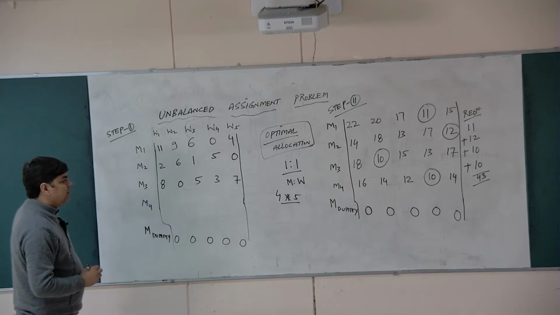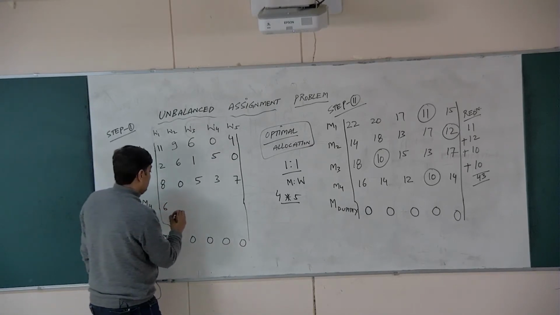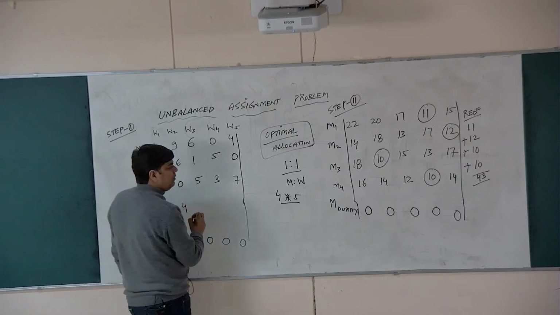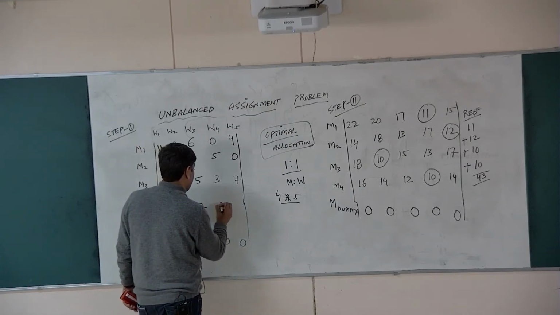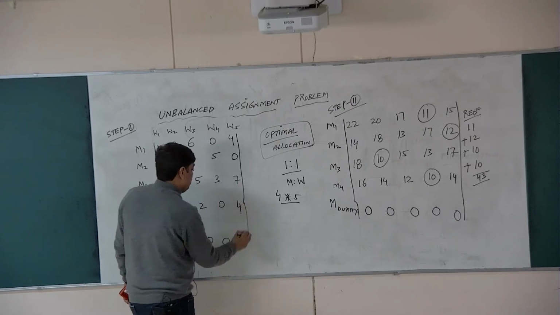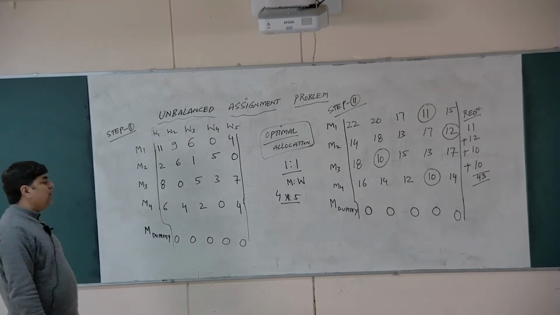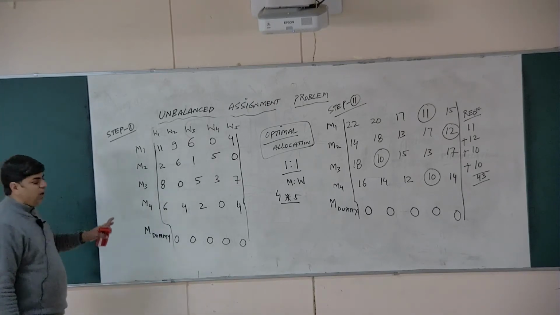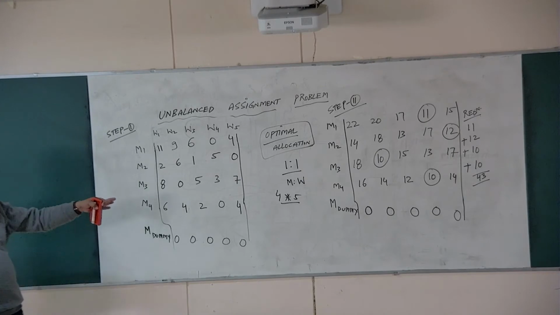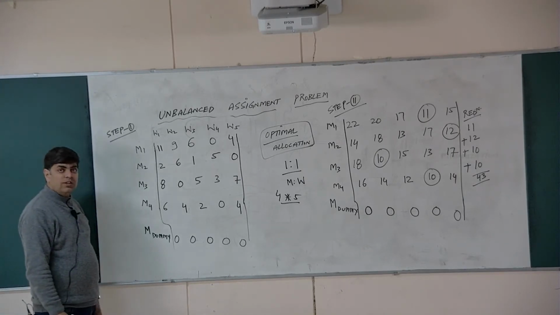And 4, 16 minus 10 is 6, 14 minus 10 is 4, 12 minus 10 is 2, 10 minus 10 is 0, and 14 minus 10 is 4. Now again using the same logic, we check whether there is 0 in every row and 0 in every column. In every column there is already 0 because of the introduction of your dummy row.